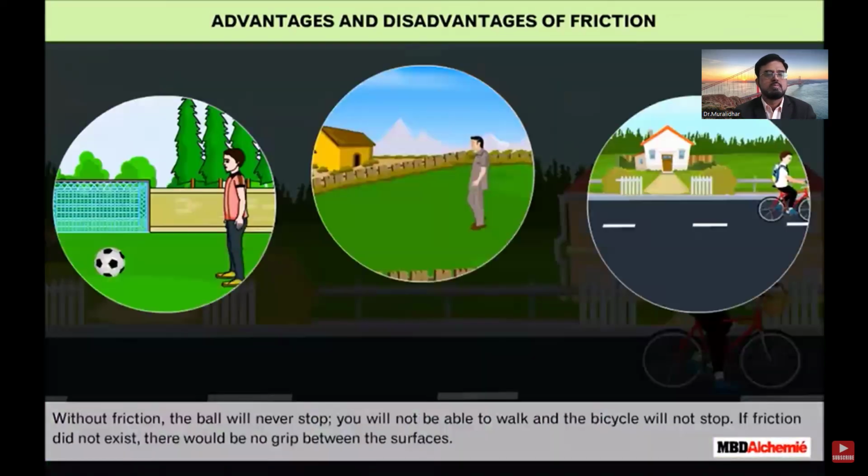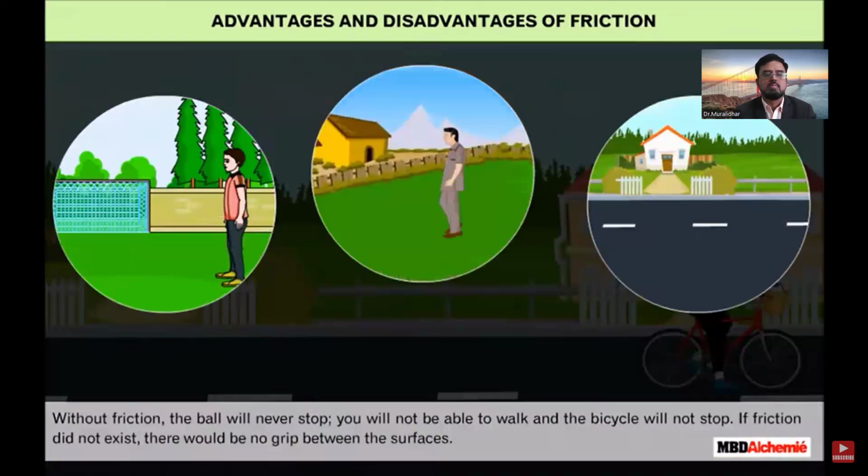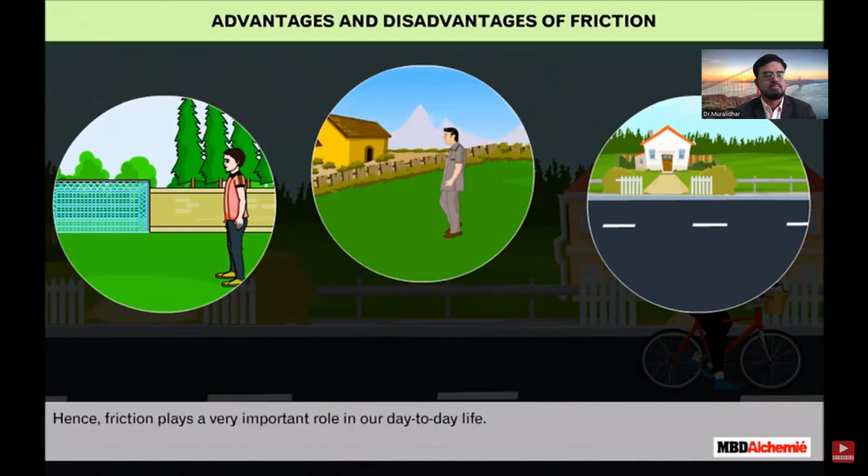Without friction, the ball will never stop. You will not be able to walk and the bicycle will not stop. If friction did not exist, there would be no grip between the surfaces. Hence, friction plays a very important role in our day-to-day life.